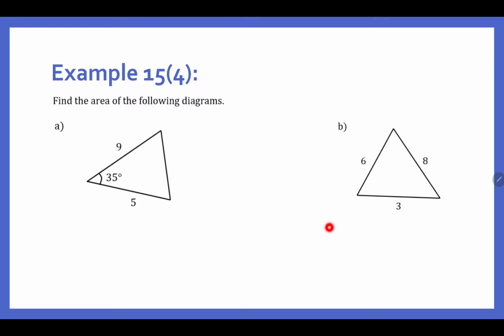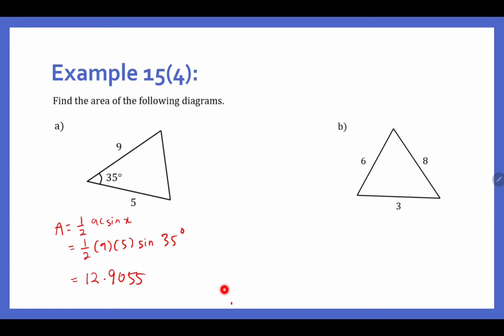Okay, so for question A, you are given one angle and two sides. Okay, which the angle is included within that two sides. Okay, dia adalah tengah-tengah antara dua side yang diberi tu. So kita guna formula yang kedua. Area equals 1 over 2 AC sin x. AC tu dia punya side kiri kanan tu lah. Darab 9, darab 5, sin 35. Okay, so guna calculator je, dapatlah jawapan.